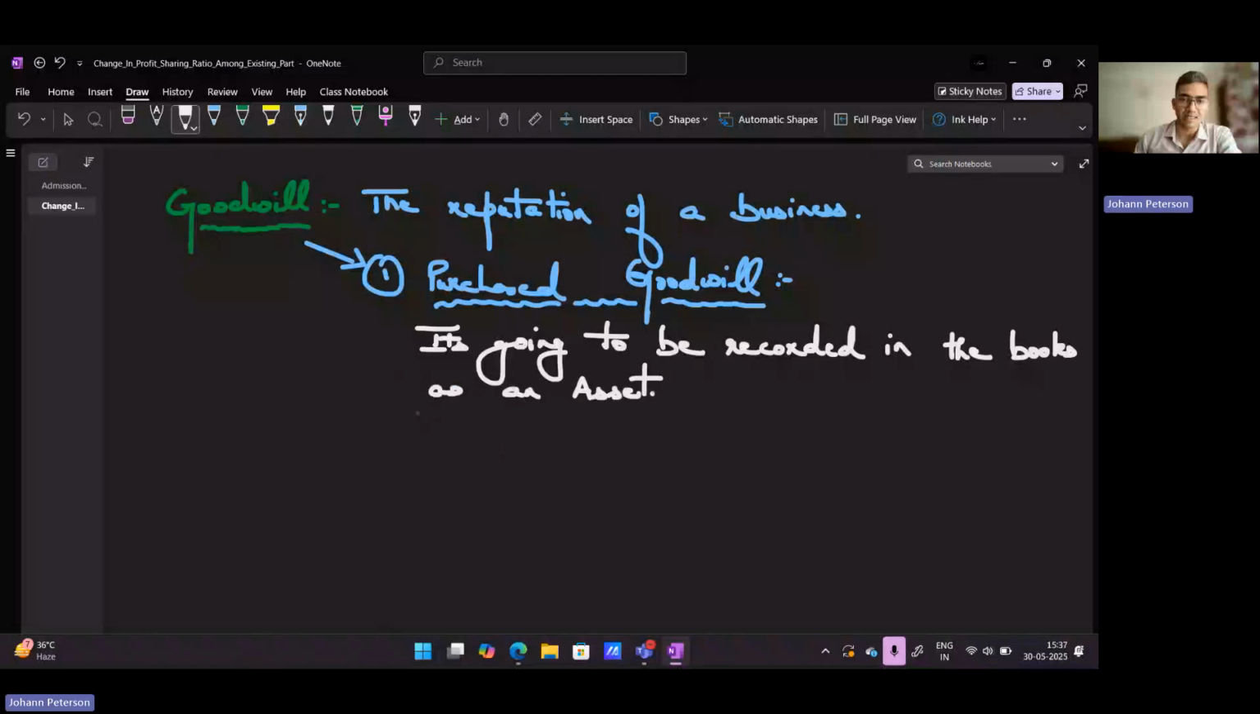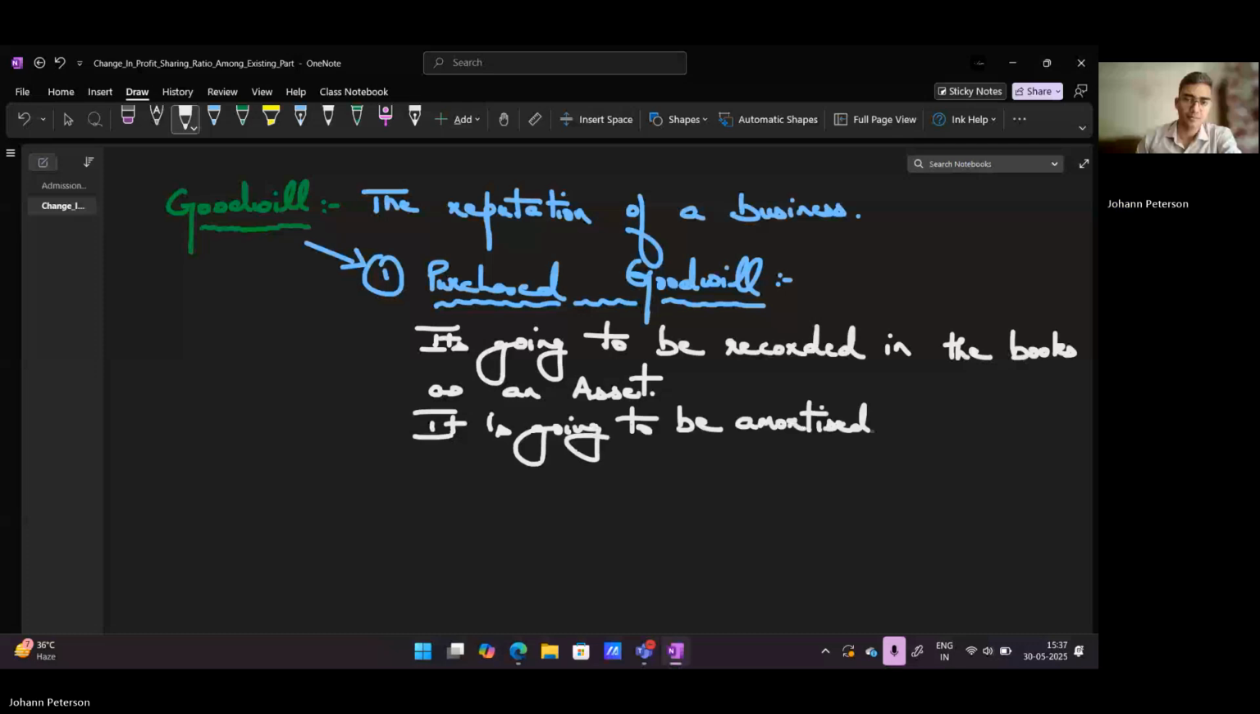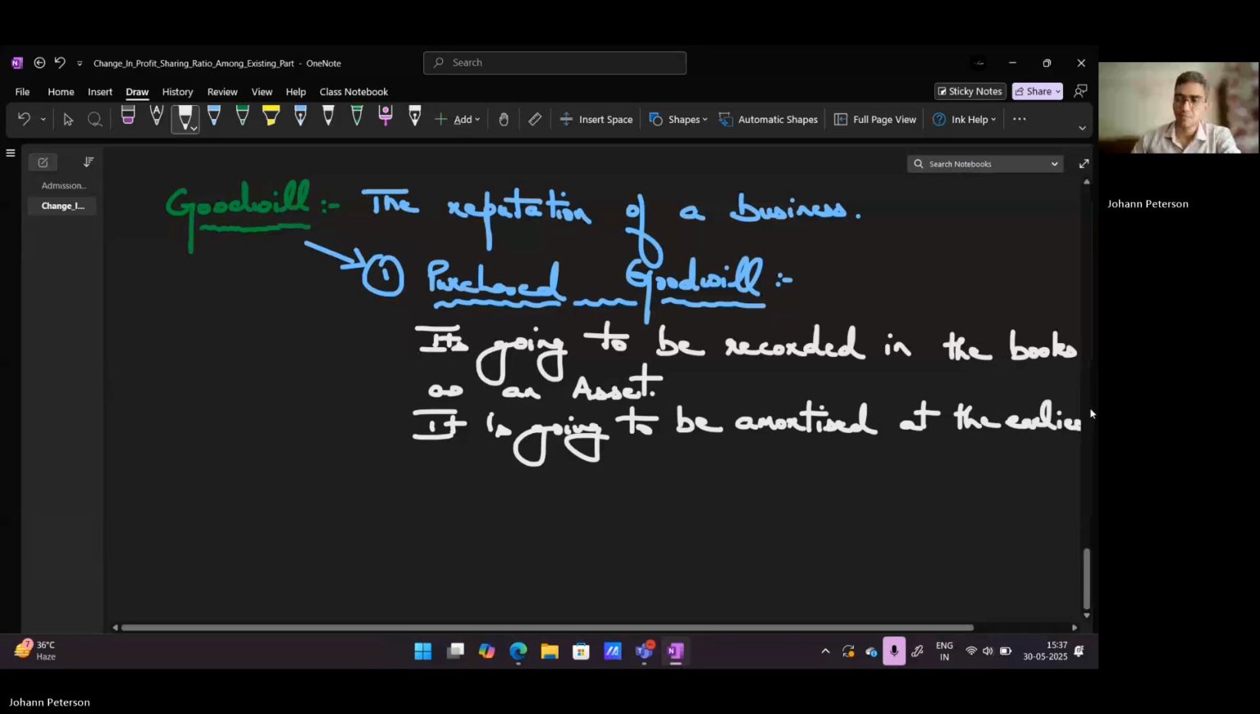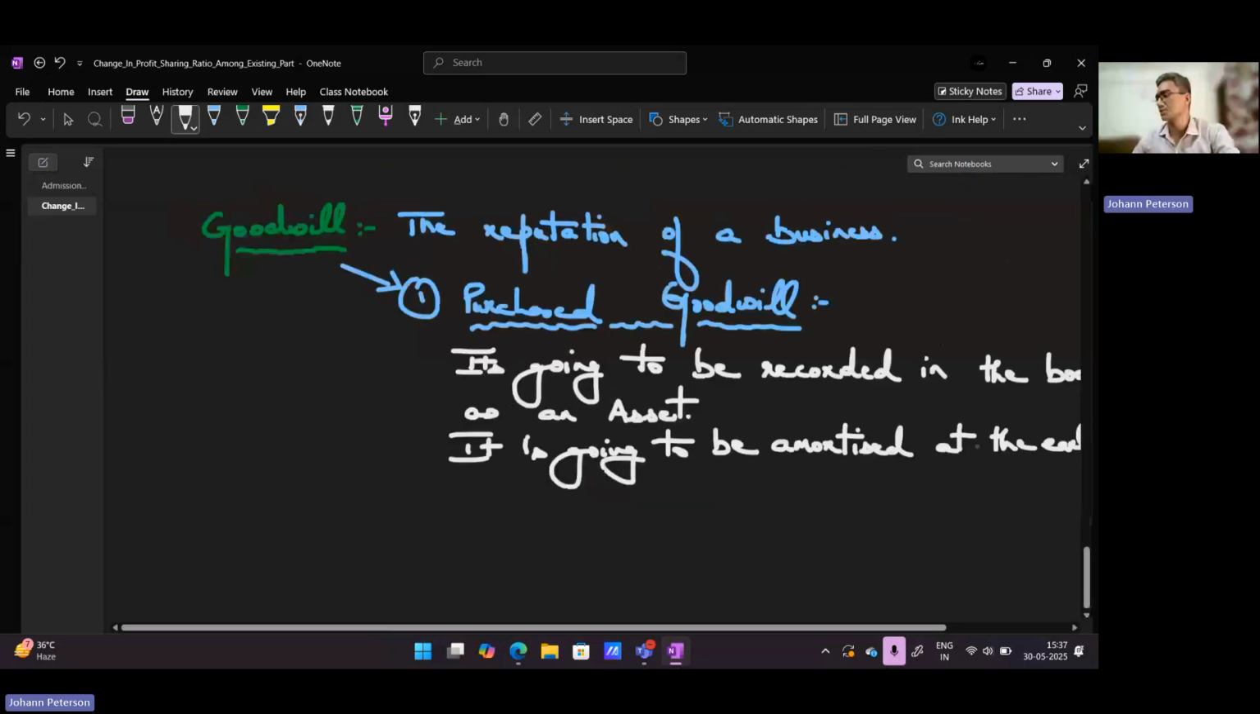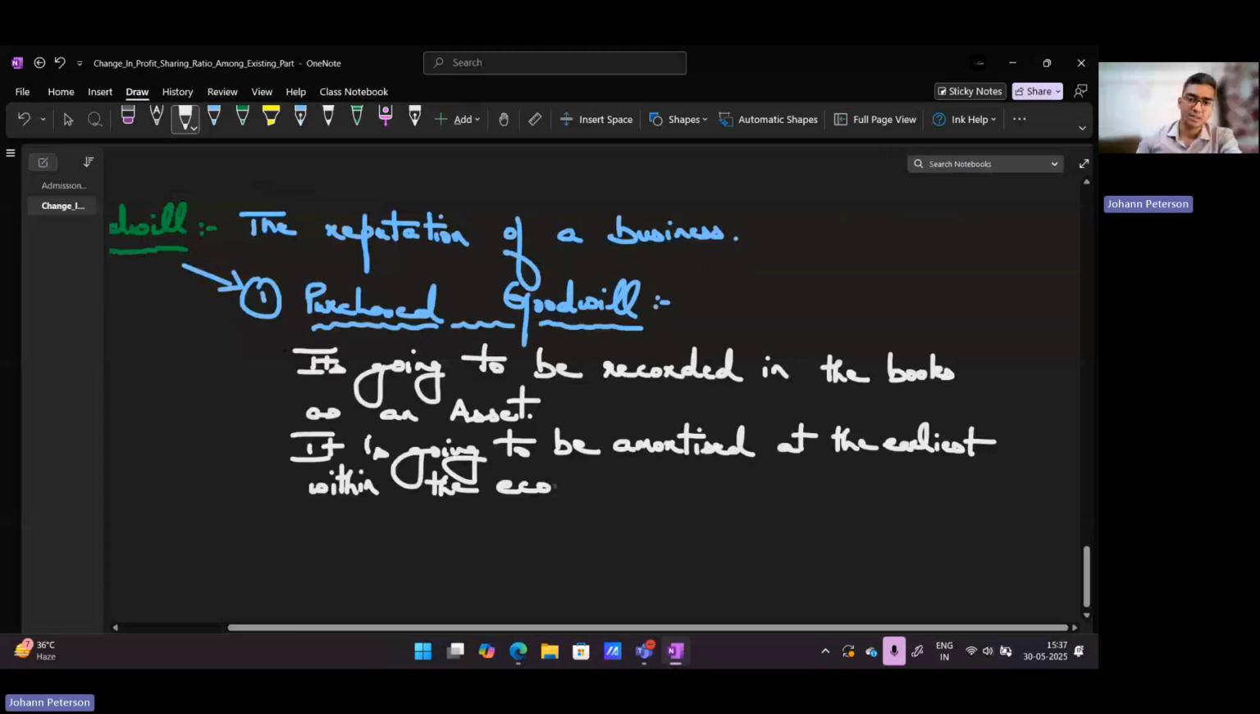Another feature of this is it is going to be amortized at the earliest. It is going to be amortized at the earliest within the economic life of the asset.